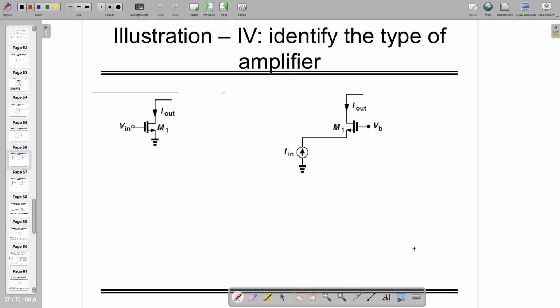I need to find out what kind of amplifier this MOSFET is. Looking at the gate side, the input impedance is infinity. Looking at the drain side, the output impedance is RO1. RO1 is in the range of kilo ohms, so anything in kilo ohms or more we call infinity. So input impedance is infinity, output impedance is again infinity, so output is current, input is voltage. In that case, this particular thing is known as a voltage controlled current source, or you can say it's a transconductance amplifier.